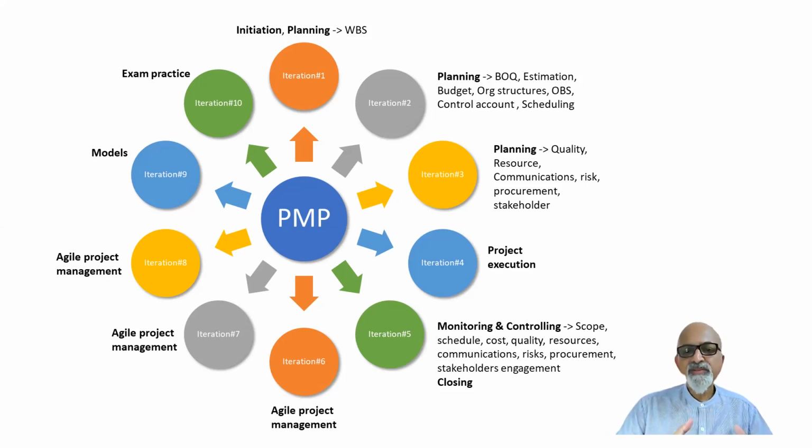So iterations 1 to 5 will help you master professional project management based on predictive project management. Then in iterations 6, 7, and 8, the thrust is on agile project management. Iteration 9 is about the models, and then we move on to exam practice. If you can cover one iteration per week, then you'll be able to complete this program in 10 weeks' time.